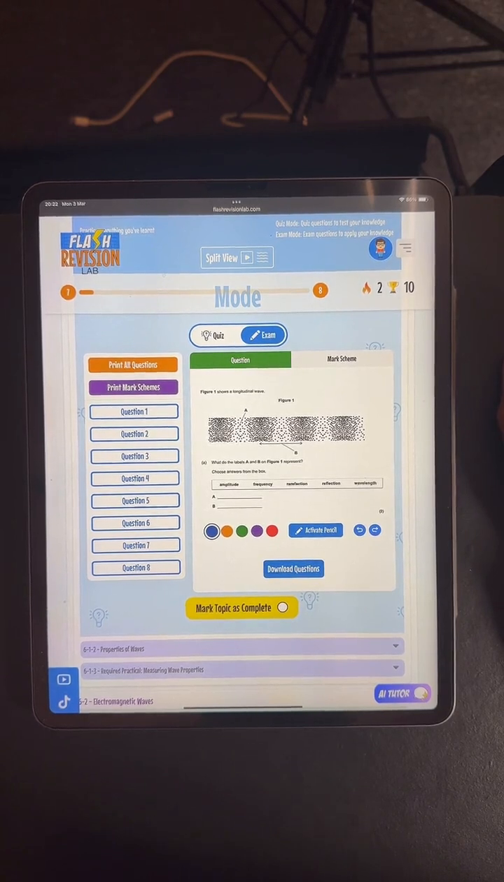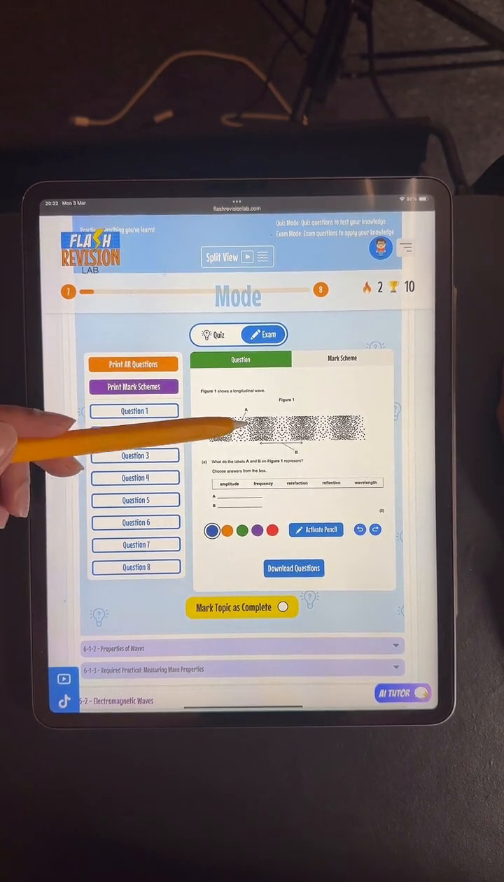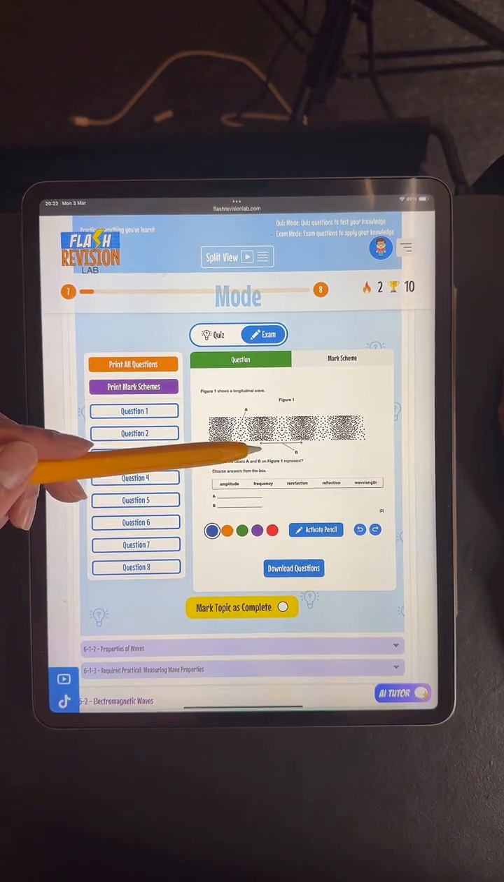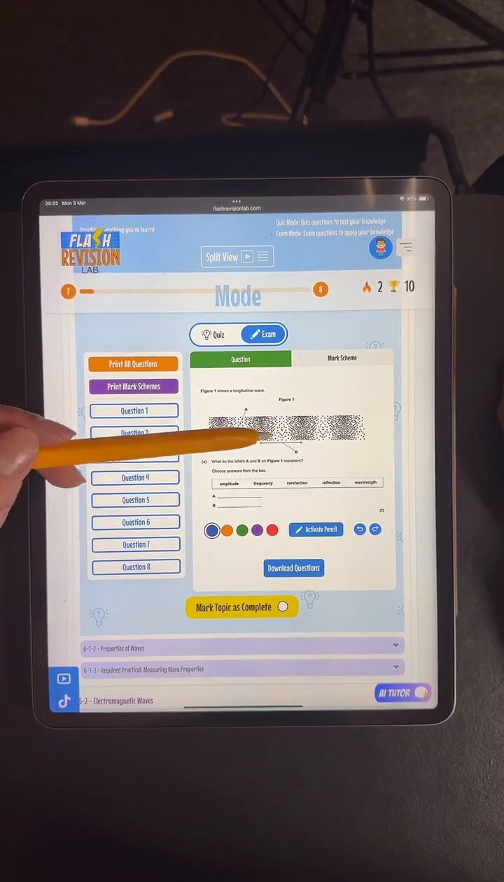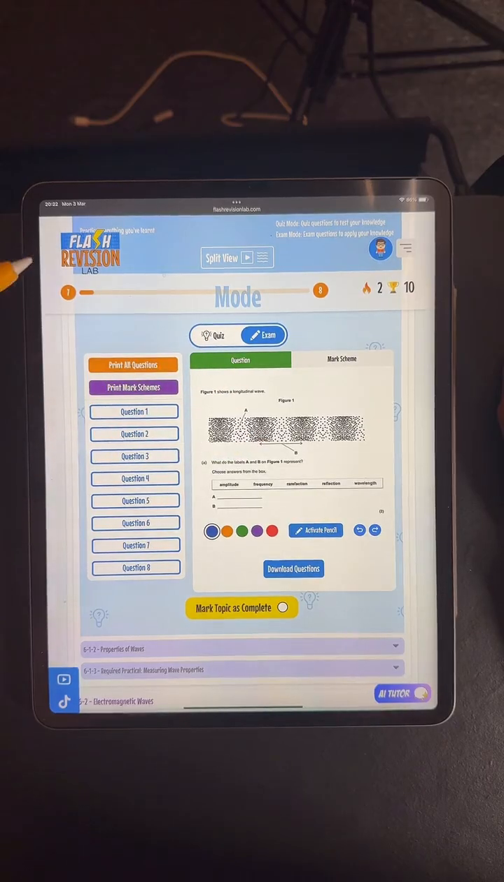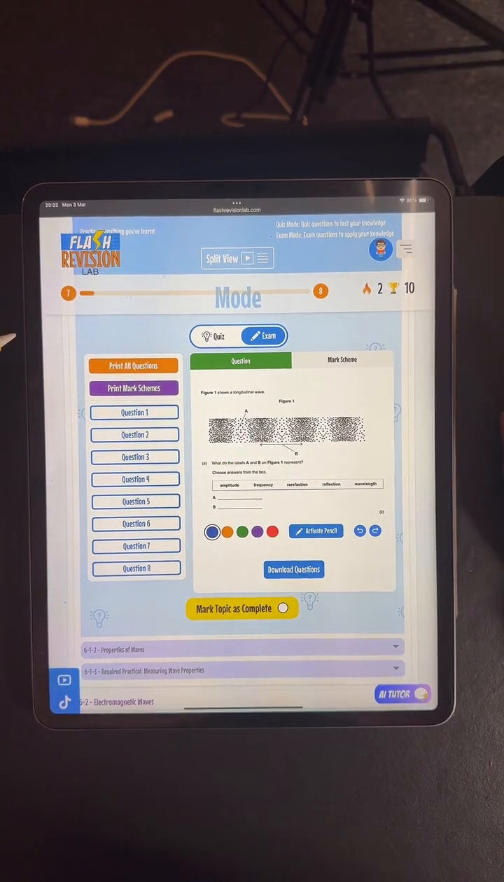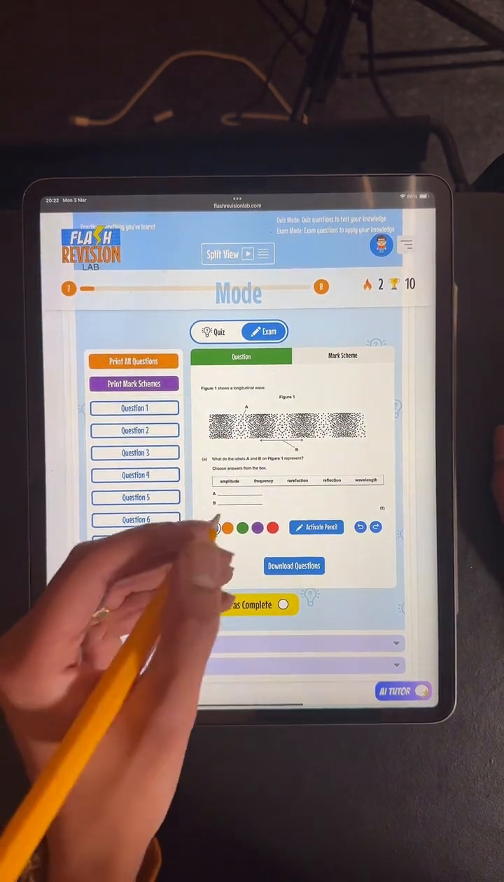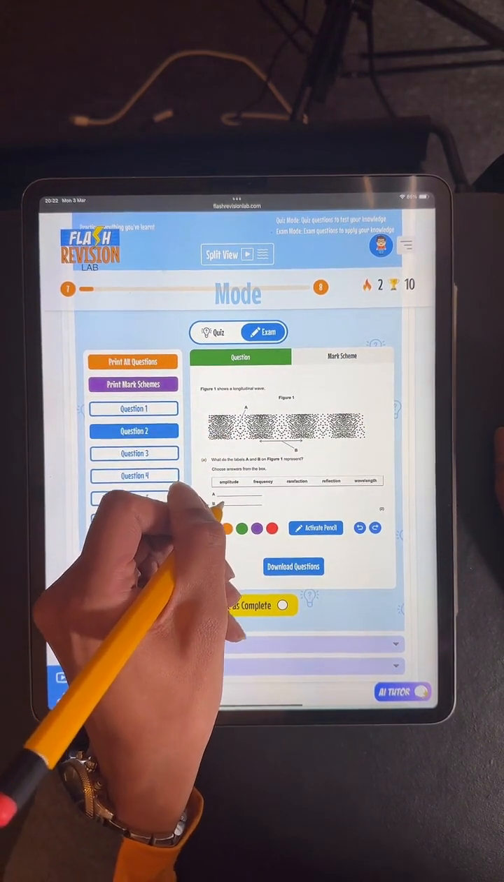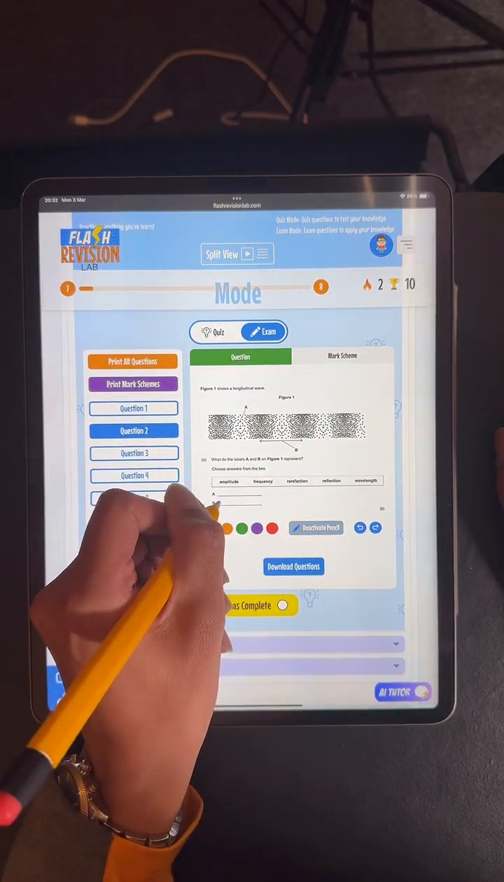So again, what do the labels A and B on figure 1 represent? A is where the particles are more spread out, and B refers to the two sections where the particles are closer together. We have amplitude, frequency, rarefaction, reflection, and wavelength. B is wavelength, so that's for this distance here. That's correct, so I'll put that underneath here. So this is wavelength.